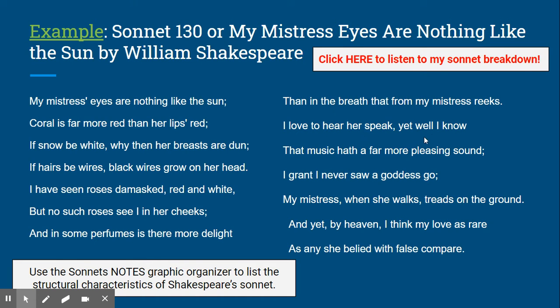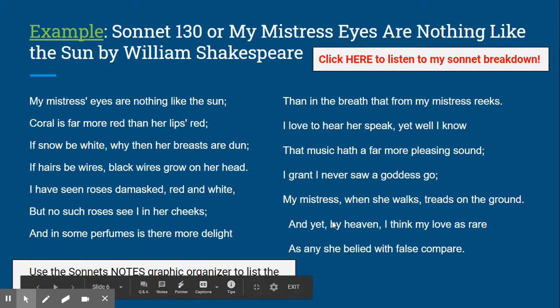I love to hear her speak, yet well I know that music hath a far more pleasing sound. I grant I never saw a goddess go. My mistress, when she walks, treads on the ground. Again, this is the end of the last quatrain because we have the period here showing that it's the end of that stanza. And the rhyme scheme: go rhymes with no, sound rhymes with ground. So we have E, F, E, F.